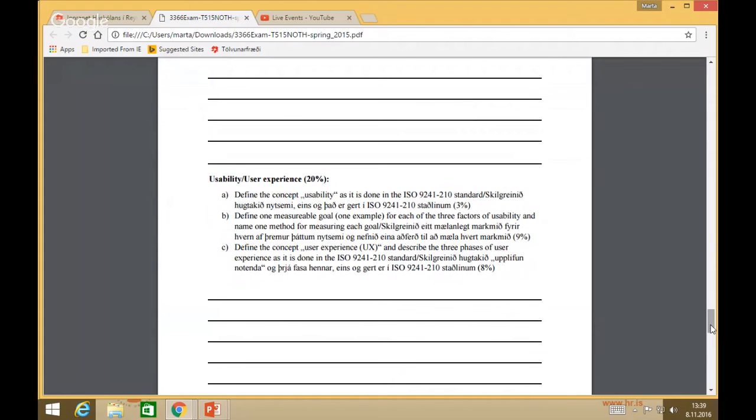Define one measurable goal for each of the three factors. You did this in a project. Each of the three factors of usability, and name one method for measuring each goal. Yeah. So like, when you're measuring the satisfaction, I would like you to say interviews or questionnaires for the satisfaction because it's a subjective thing from the users.